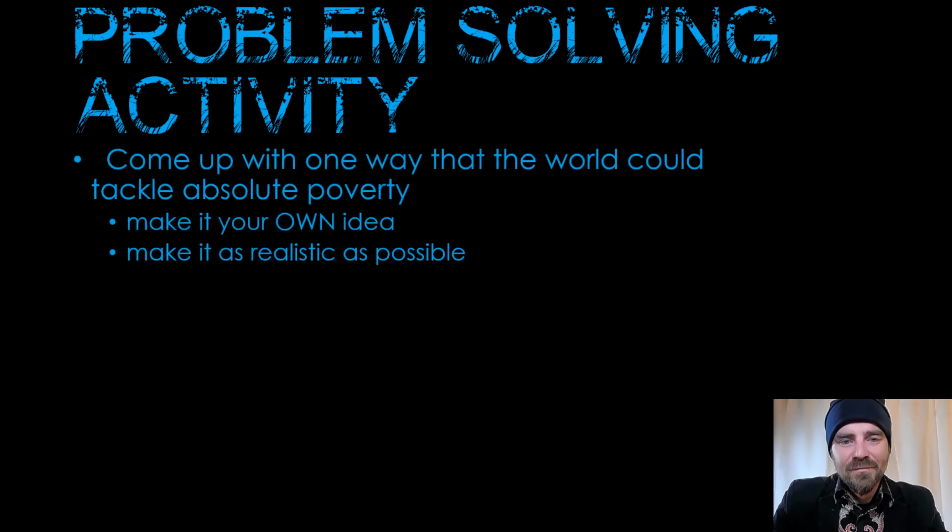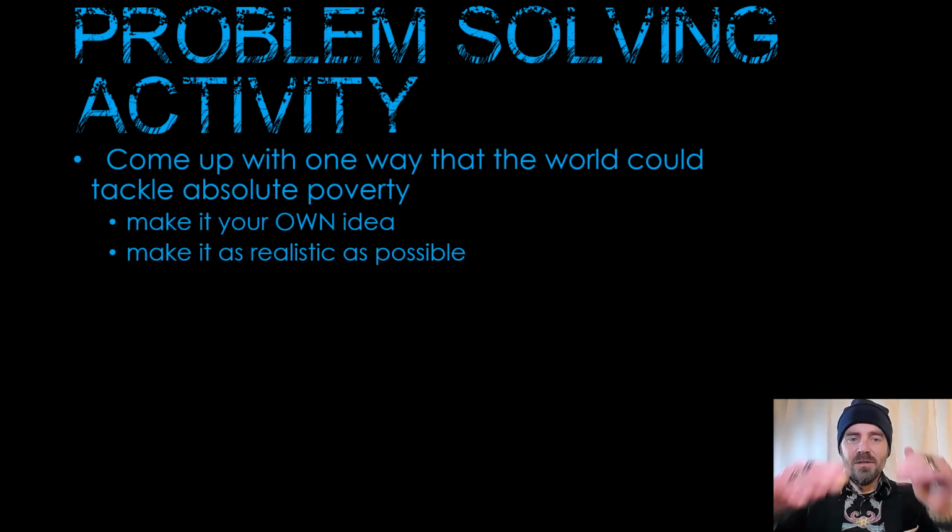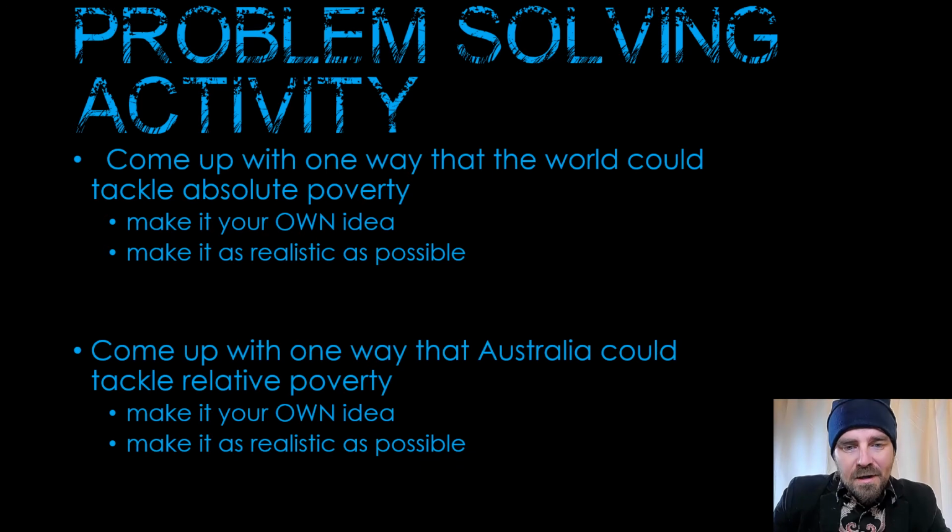Right. It's a problem-solving activity. I want you to come up with one way the world could tackle absolute poverty. Absolute poverty is when you're poor below a certain level, like $2 a day. Make it your own idea and as realistic as possible. Describe that in a paragraph. And I want you to do the same thing, but with relative poverty. So what's one way that Australia could tackle relative poverty? Own idea, realistic.